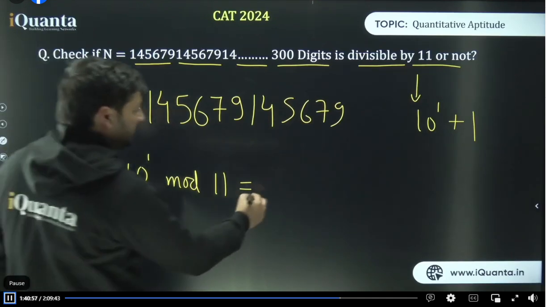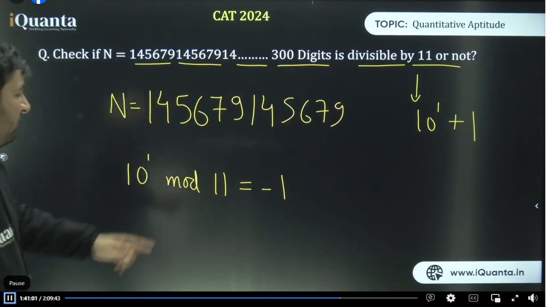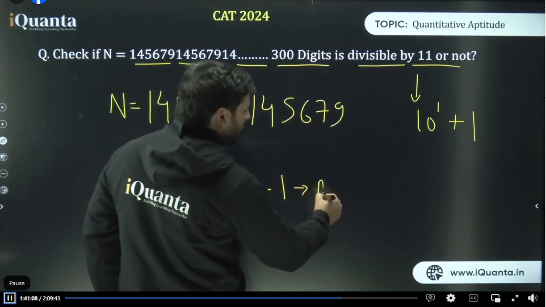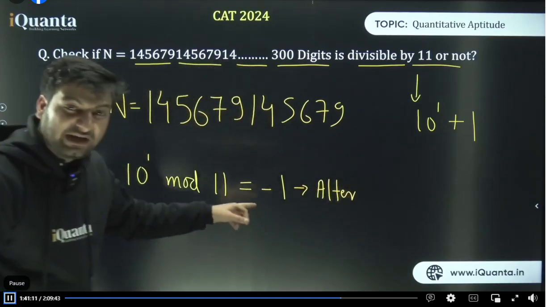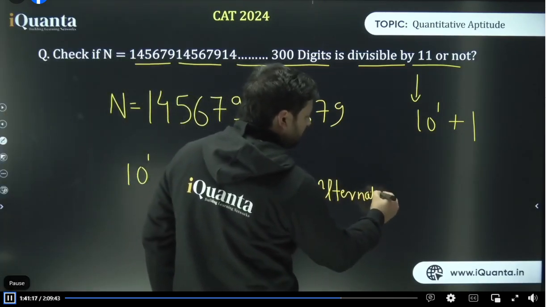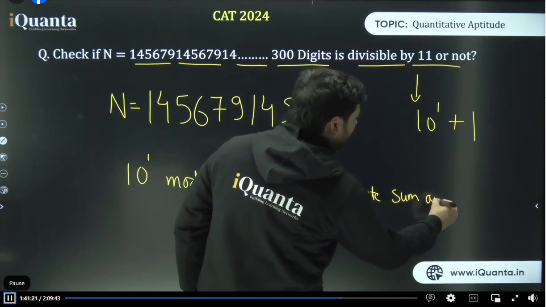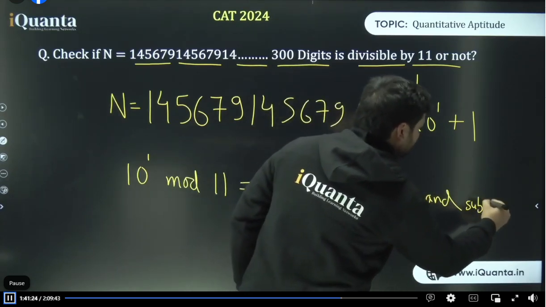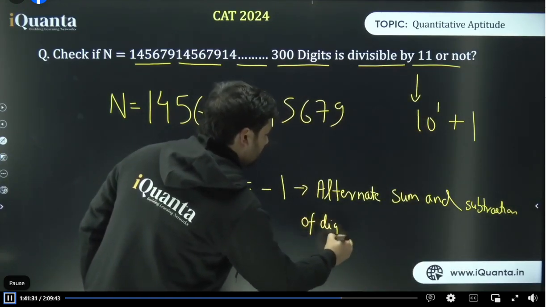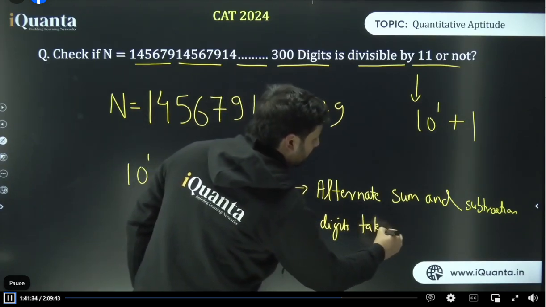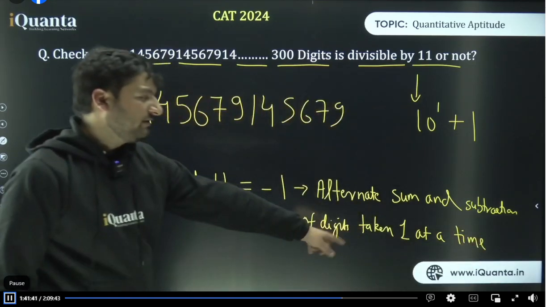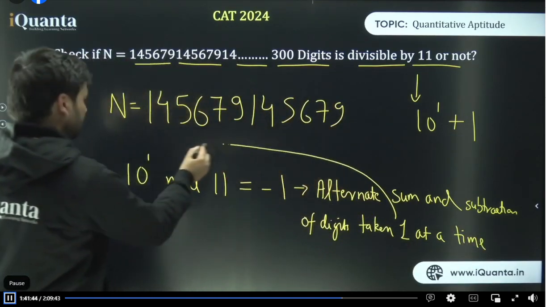Minus 1. All of you are correct. Whenever 10 to the power n mod given number, which is 11, is minus 1, you will follow alternate sum and subtraction of digits taken one at a time. क्यों one? Why taken one at a time? Because it depends upon the power of 10.